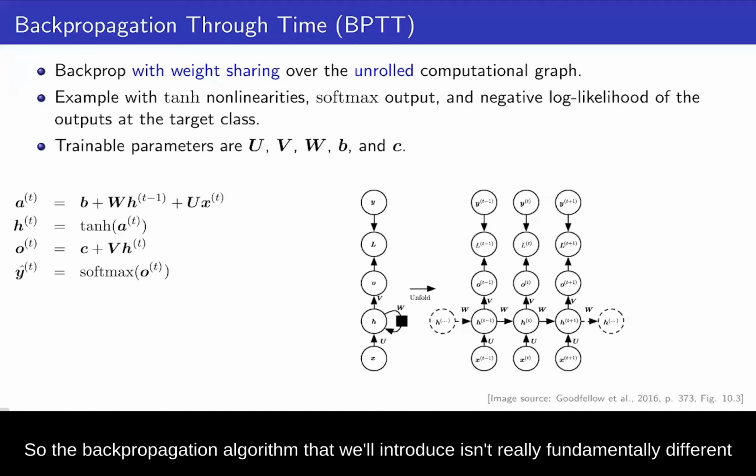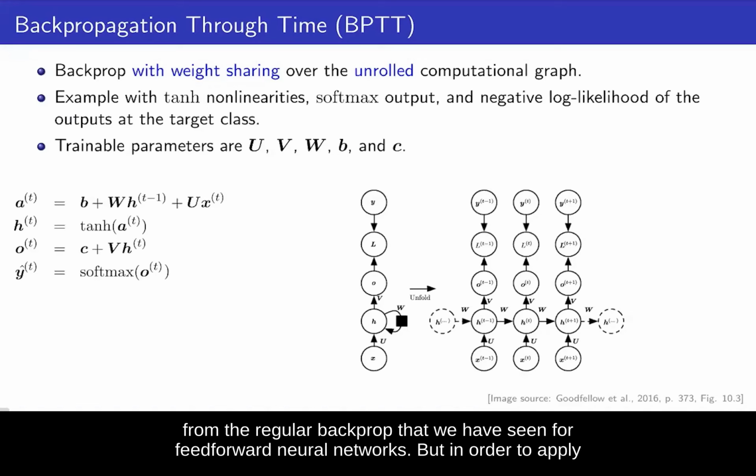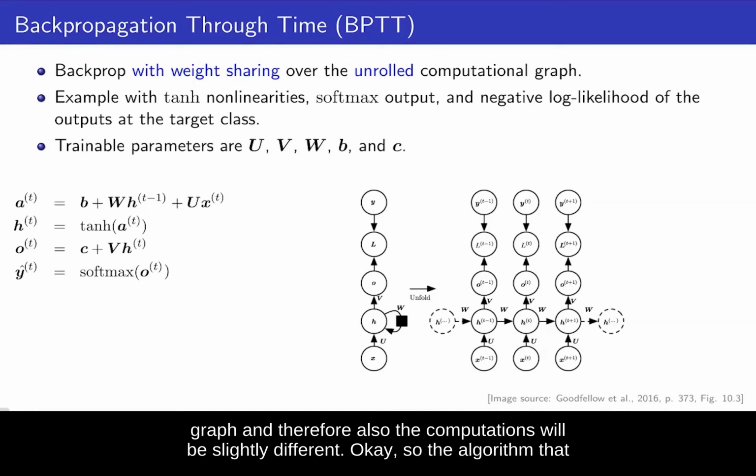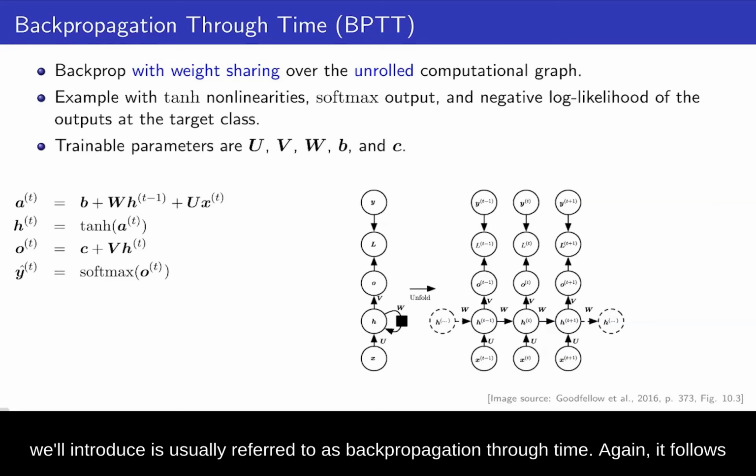So the backpropagation algorithm that we'll introduce isn't really fundamentally different from the regular backprop that we have seen for feed-forward neural networks. But in order to apply it to these networks with recurrent cycles, we'll see that we get a somewhat different computational graph, and therefore also the computations will be slightly different. Okay, so the algorithm that we'll introduce is usually referred to as backpropagation through time.